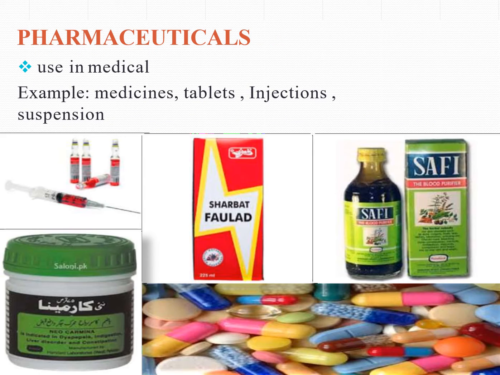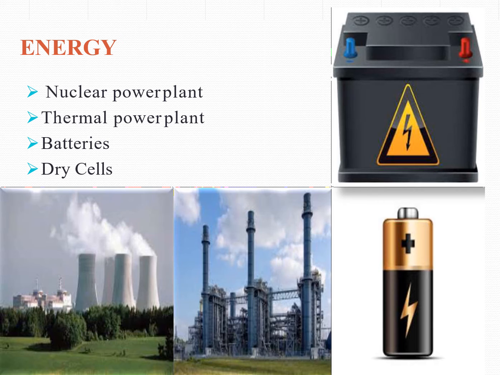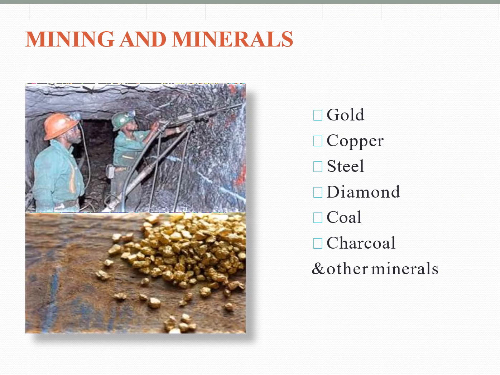Chemical engineers also play a role in pharmaceutical industries. So uses in medical like medicines, tablets, injections, and suspensions. So you can see these are all the things I have given in the diagram. So in pharmaceuticals also, a chemical engineer plays a major role. So as a chemical engineer, we will work in energy like nuclear power plants and thermal power plants and batteries, dry cells, etc. And chemical engineers also work in mining and minerals industries, like gold, copper industry, steel industry, diamond industry, coal and charcoal and other minerals. So these are all the examples in mining and minerals.